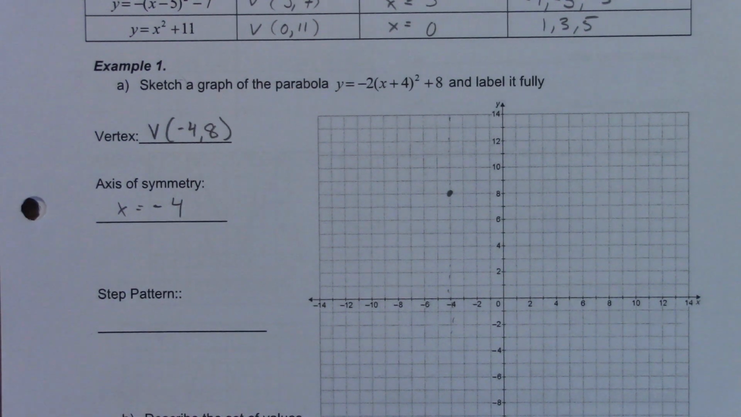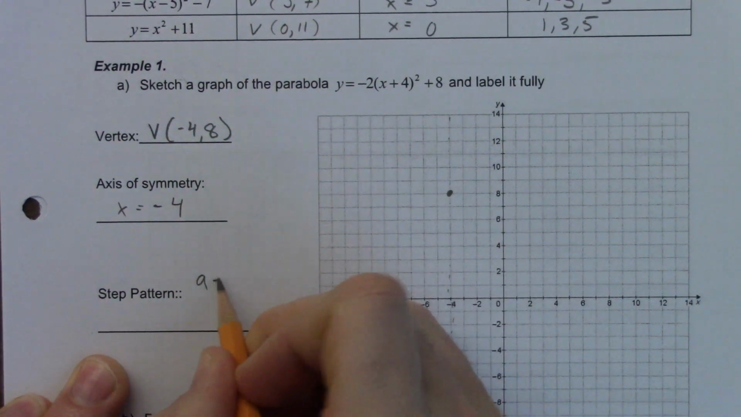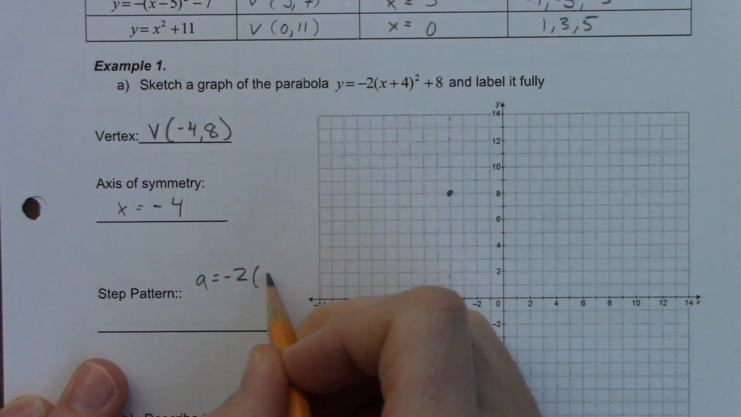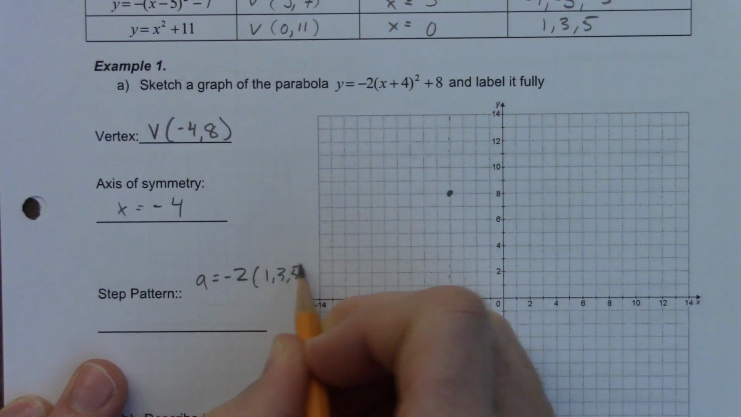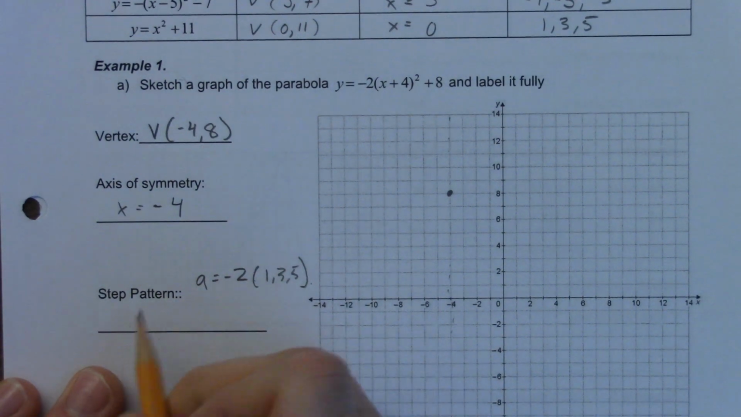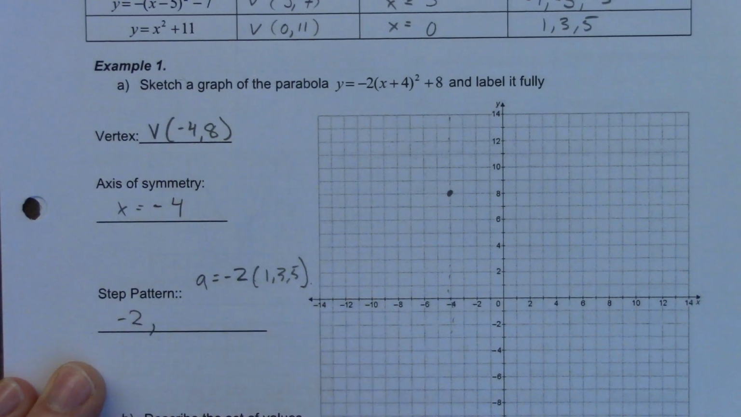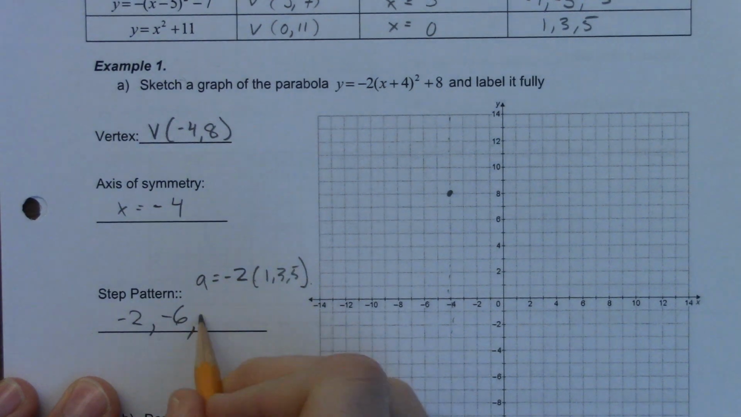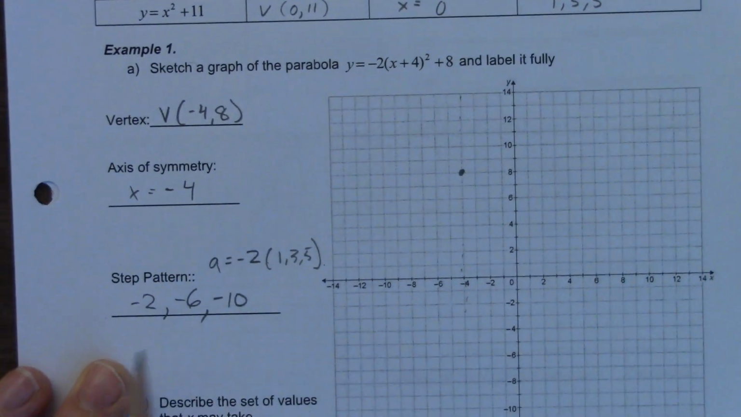Next, our step pattern. Step pattern is going to be associated with our a value. Our a value is equal to -2 in this case. So that's what you want to multiply the 1, 3, 5 by. Okay, Rudy, what's the step pattern going to be? -2, -6. Good. That's our step pattern.